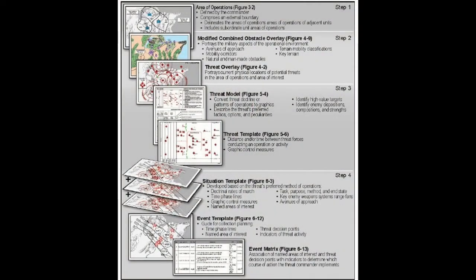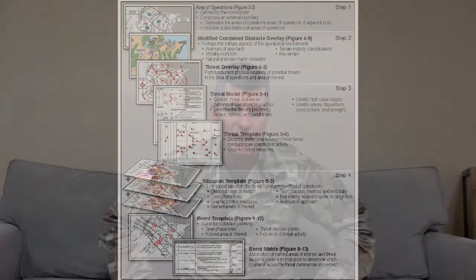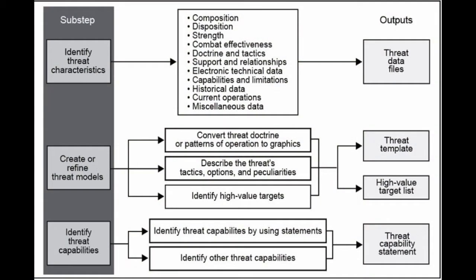So today we're going to be talking about evaluating the threat and determining threat courses of action. First off, let's take a look at that whole chart right there of all the products that are expected or anticipated coming out of IPB. And if you'll look down at evaluate the threat, what we're really looking at is threat data and threat template.